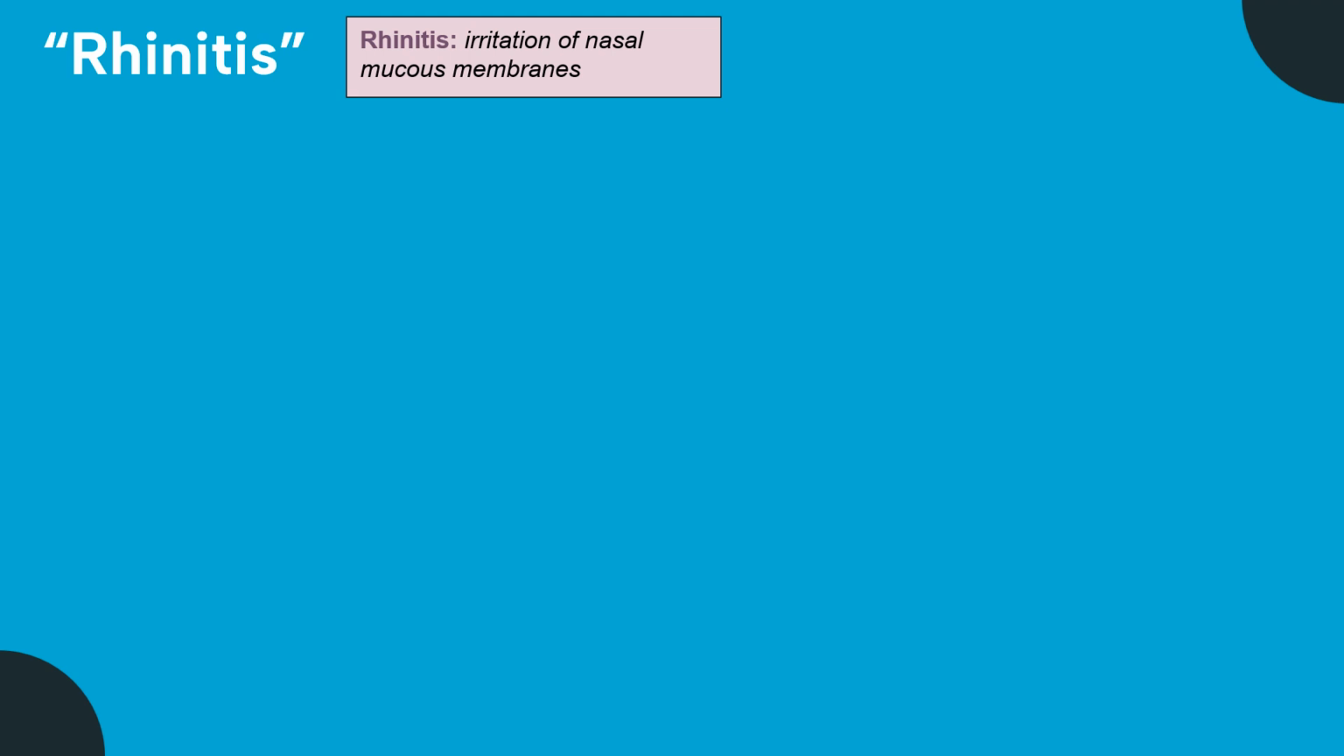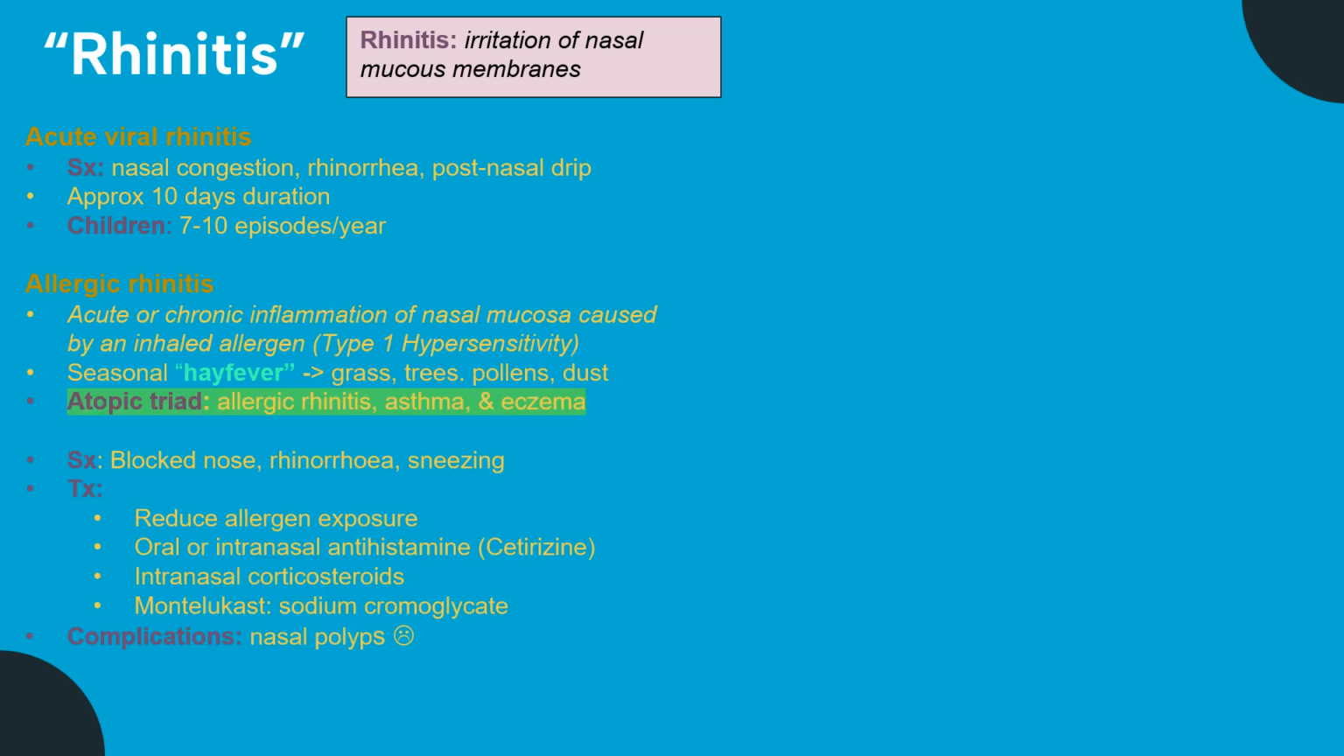So rhinitis is basically an irritation of your nasal mucous membranes. The most common cause is the common cold, acute viral rhinitis. So you get the symptoms of blocked nose, runny nose, and also a postnasal drip. It runs for around 7 to 10 days generally, and as we know, children get a lot of them, 7 to 10 a year. Allergic rhinitis or hay fever can be acute, chronic, or acute on chronic, and it's just the inflammation caused by an inhaled allergen. It's IgE mediated type 1 hypersensitivity, and it's most commonly seasonal. So you get grass pollens that can come out seasonally and cause hay fever.